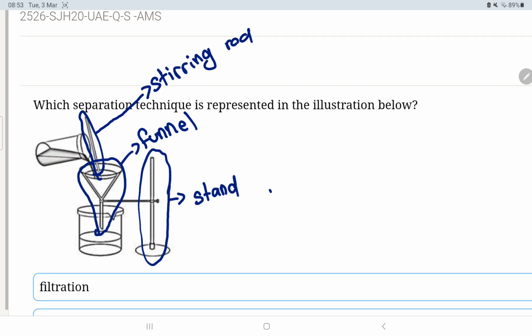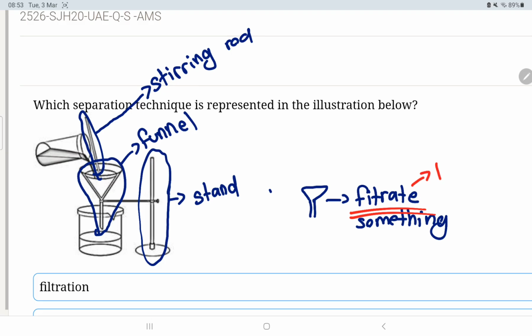You use a funnel when you want to filtrate something. So if you want to filtrate something, what are you going to use? You're going to be using filtration. And also, if you want a bigger hint, let's say that this is some water that went down. Let's say this here is sand in water.